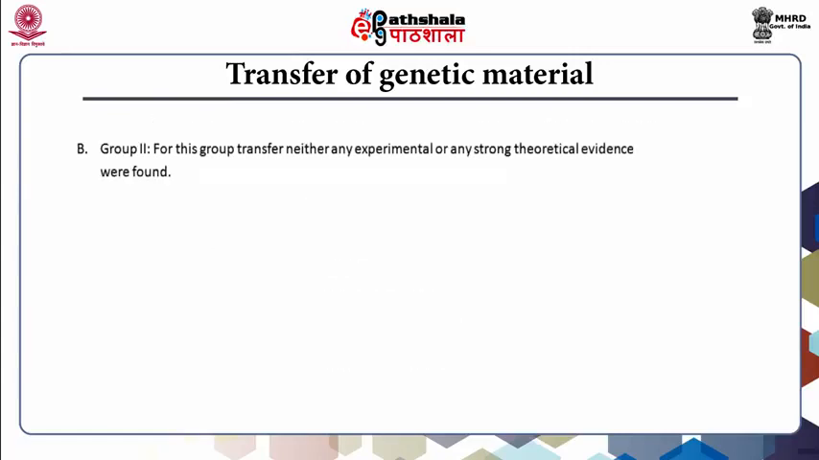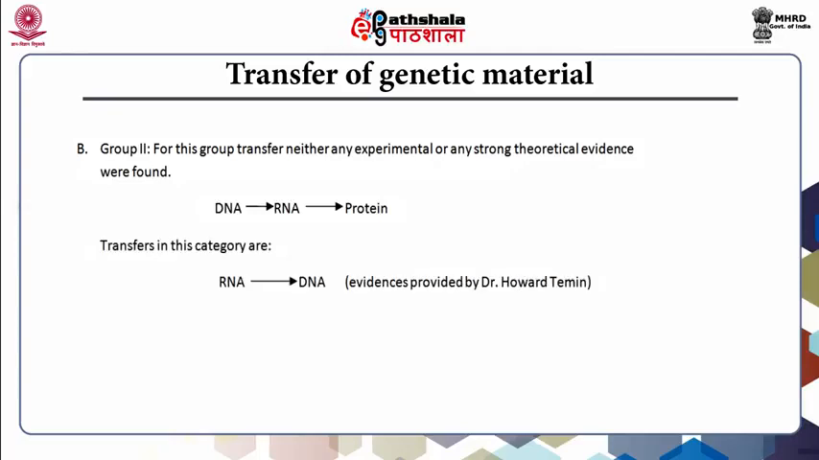Group 2 proposed by Crick was one for which neither any experimental nor any strong theoretical evidence was available at that time. Transfer in this category could be RNA to DNA, for which the evidence was provided by Professor Temin, and DNA to protein, for which the evidence was provided by Dr.